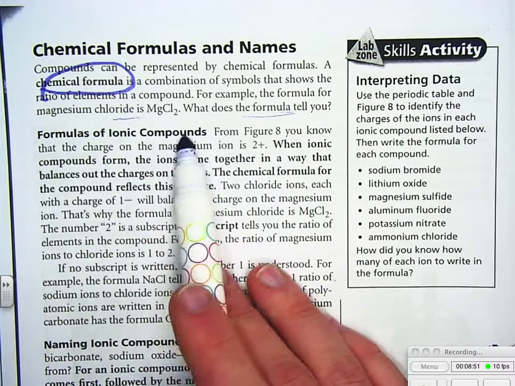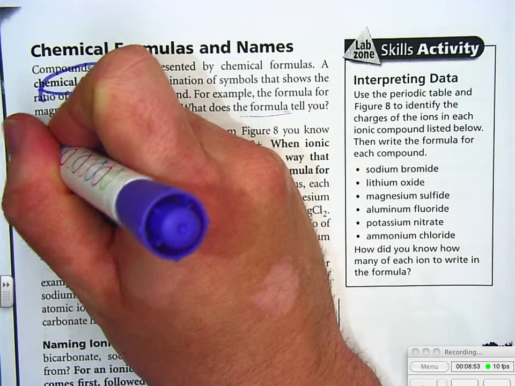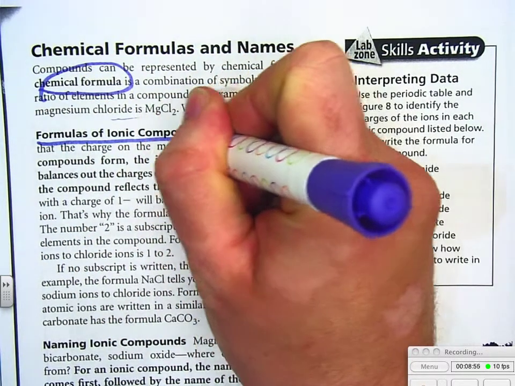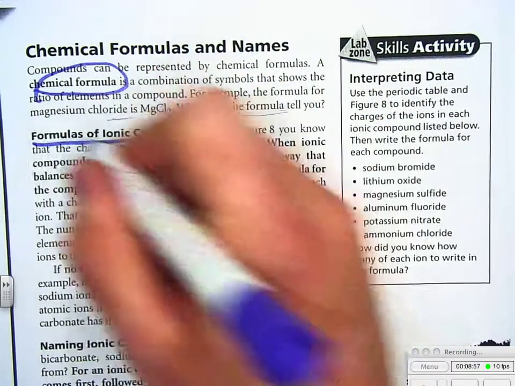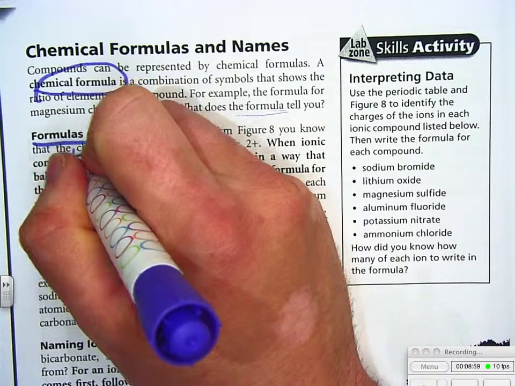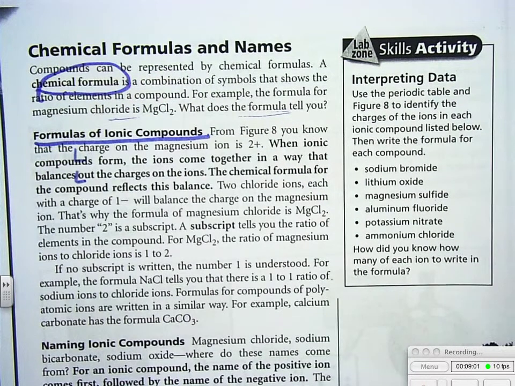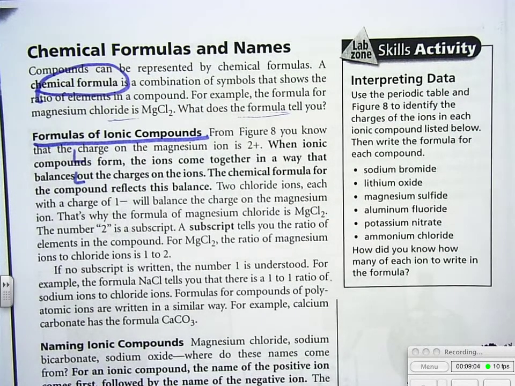Formulas of ionic compounds. Oh, this is a great thing to start a new section in your notes. Maybe just underline it or write it in big letters, so that way you can go ahead and write down underneath what the points are. Take a minute and do that. Put me on pause.